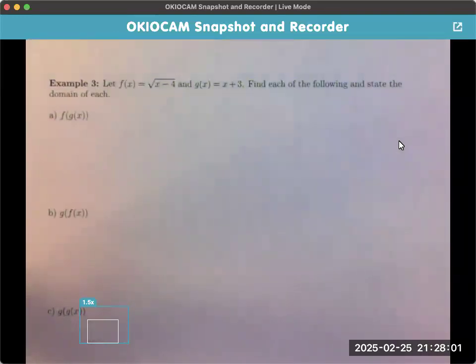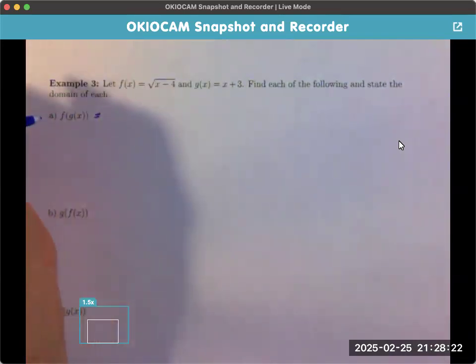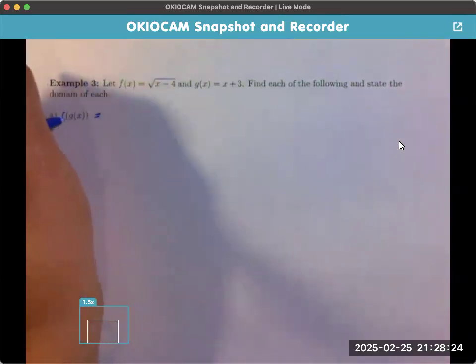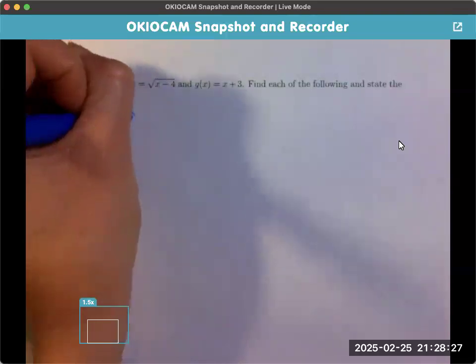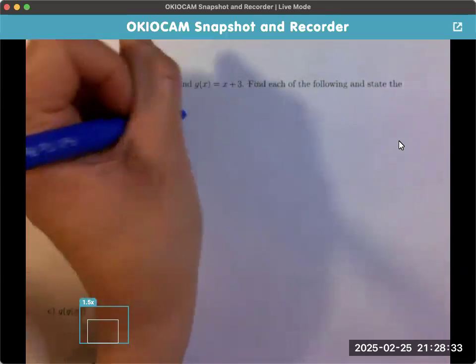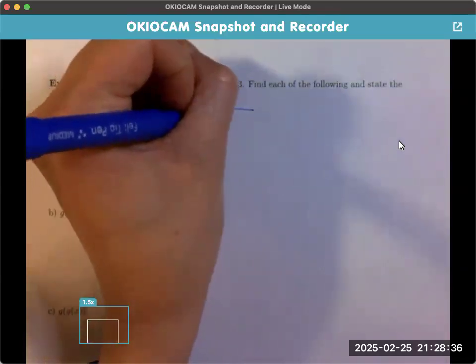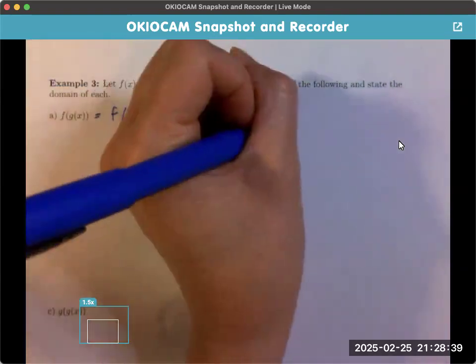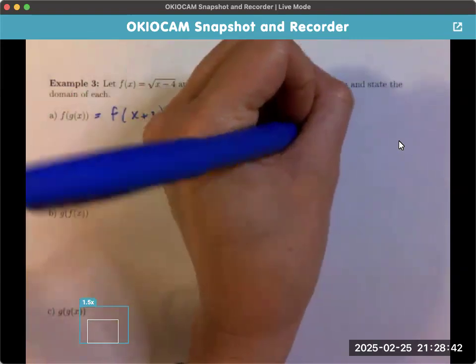Sweet freedom. Okay, so now here's f, the square root of x minus 4. Here's g, x plus 3. Find each of the following and state the domain of each. Okay, so here, f of g of x. Again, I recommend that you start with substitutions. So this is just f of x plus 3. And then x plus 3 goes into your root x minus 4. So this is root of x plus 3 minus 4, which is the square root of what? Just x minus 1?